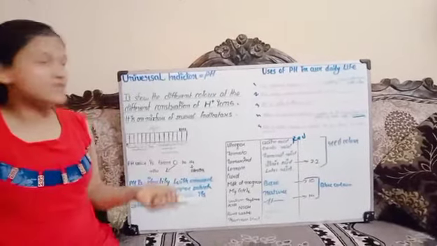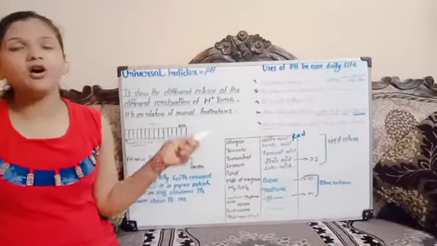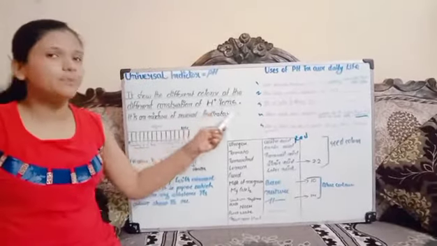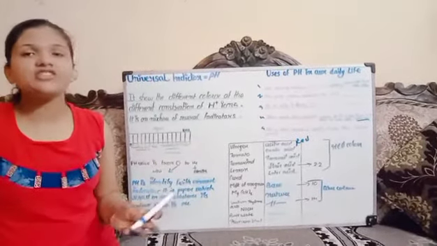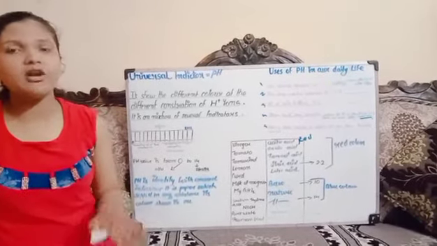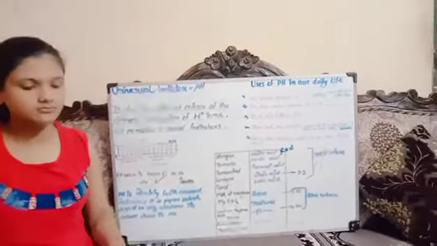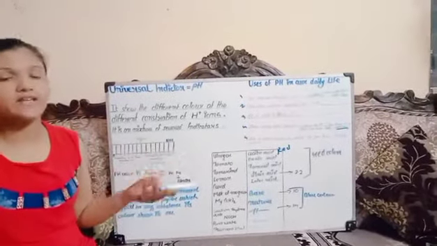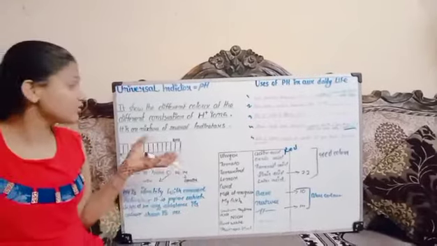So what is pH? It shows different colors for different substances according to the concentration of H plus ions. It means it changes the color according to the concentration level of H plus ion. It shows whether the substance we are testing is acid, base or neutral in nature.